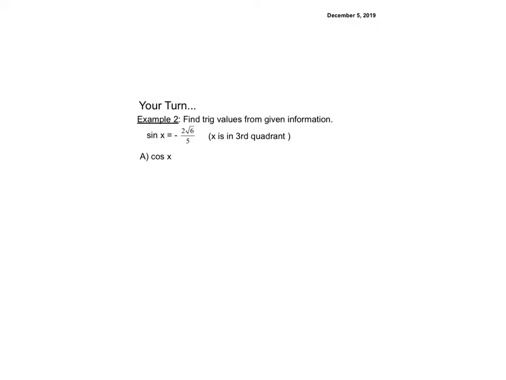All right, so example 2, the sine of x is equal to negative 2 square root of 6 over 5. It's in the third quadrant. We're supposed to find the cosine of x. So again, we're going to use sine squared x plus cosine squared x equals 1 to find cosine x. So negative 2 square root of 6 over 5, squared.